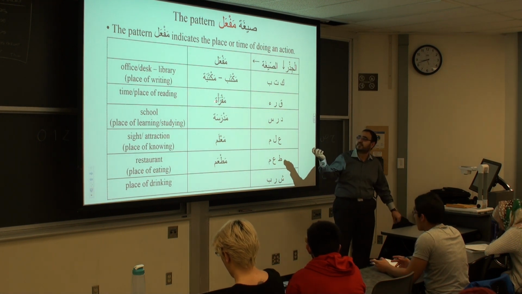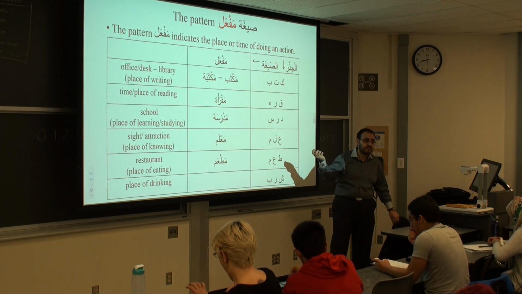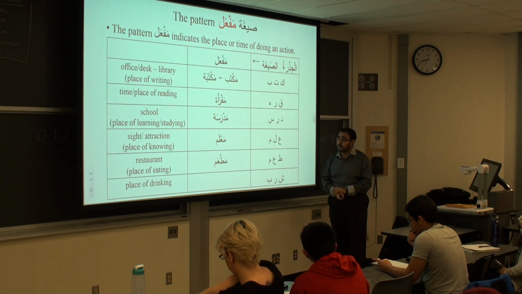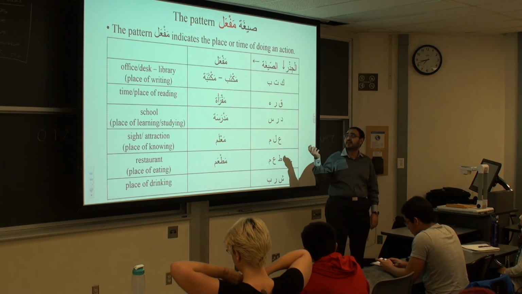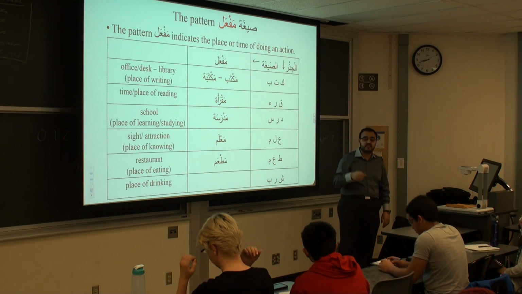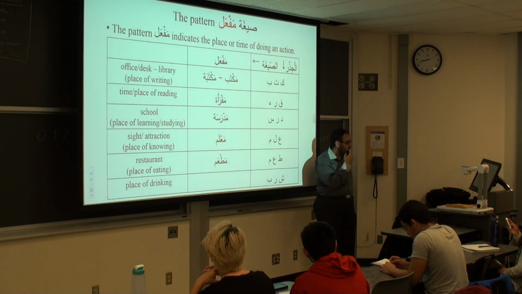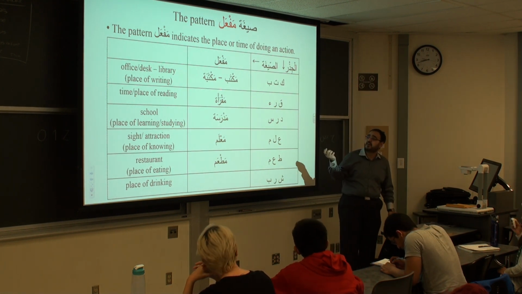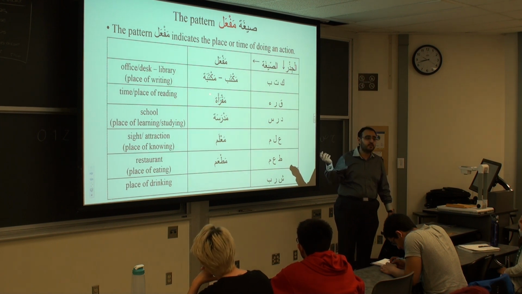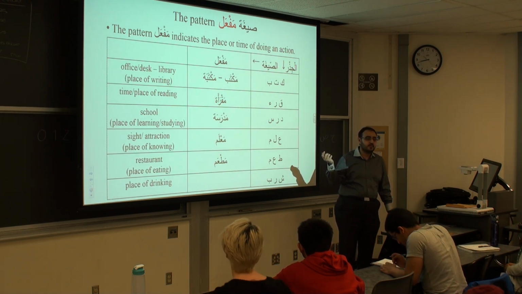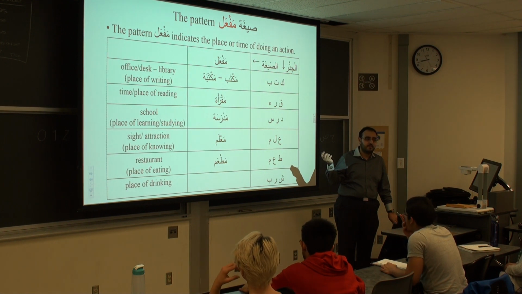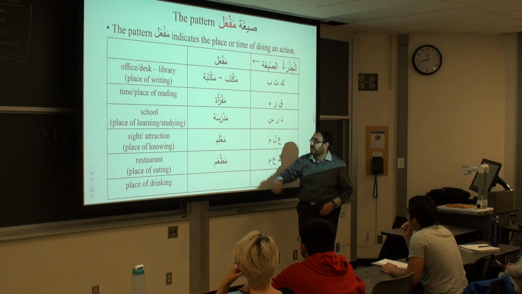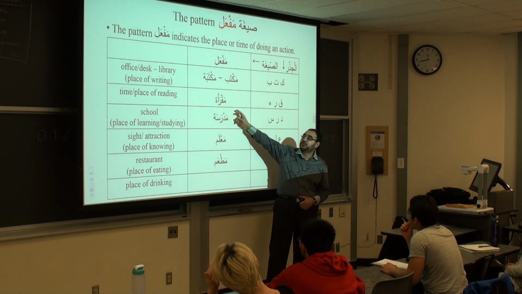What's the indication of the ta marbuta? Yeah, the feminine gender. So by adding the ta marbuta, you're putting it in the feminine gender. So maqra'a follows the pattern maf'al, which indicates the noun of place or noun of time, ism makan or ism zaman. And if we weigh this word morphologically, it will be maf'ala. Yeah, exactly. So it will be maf'ala. Okay.